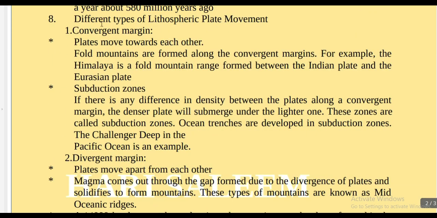Next, different types of lithospheric plate movements. Convergent margin: plates move towards each other. Fold mountains are formed along the convergent margins. For example, the Himalaya is a fold mountain range formed between the Indian plate and the Eurasian plate.